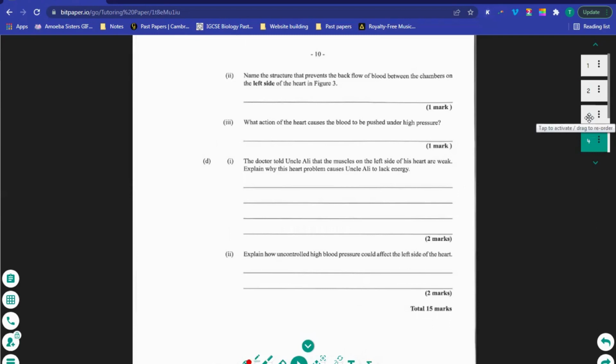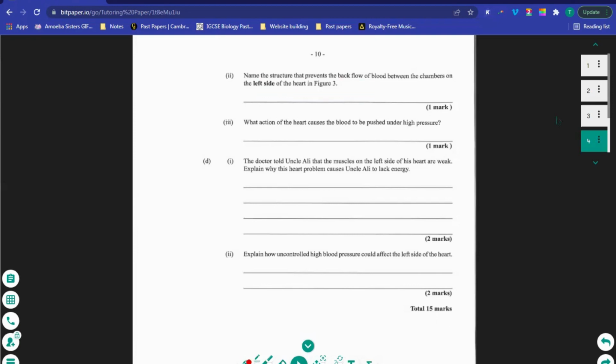Then we have part 2 of that question there. To name the structure that prevents the backflow of blood between the chambers on the left side of the heart. So on the right side, we have the tricuspid valve, but on the left side, we have the bicuspid valve, or it is also called the mitral valve.